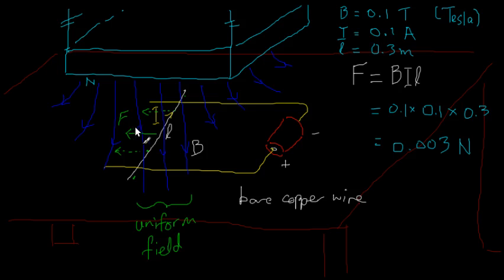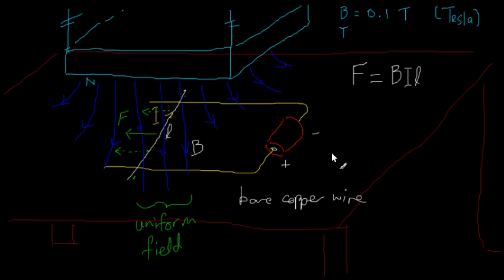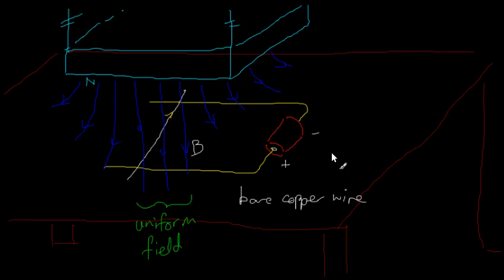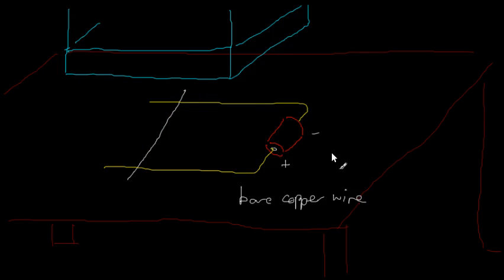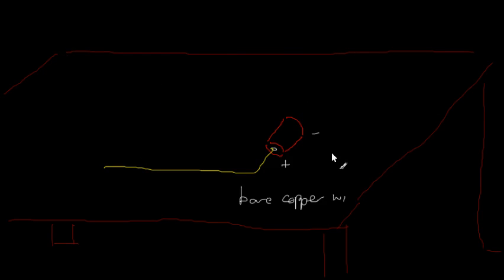How would the direction of the force, the strength of the force and the formula change if the angle between field and current is less than 90 degrees, for example? So let's take a look at what happens. Now, it would be easier if I just focus on the magnetic field.